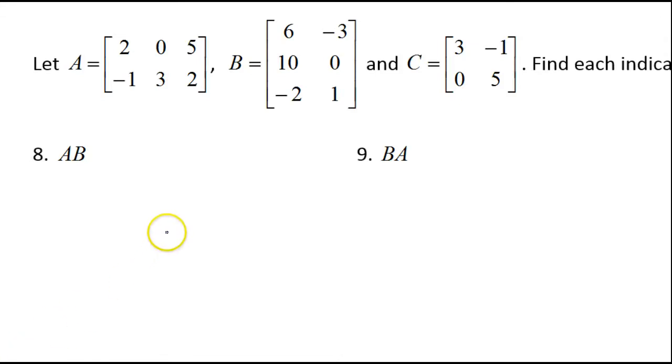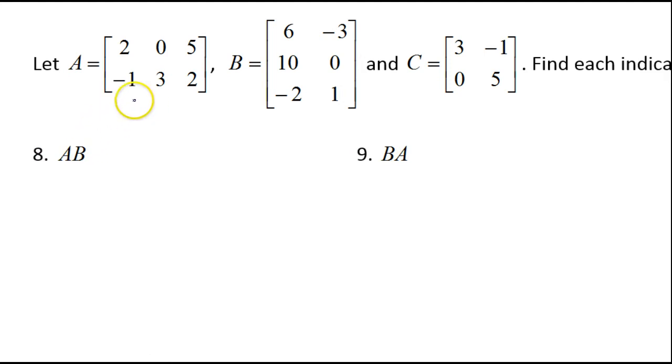Well, in this video, I will show you how to multiply one matrix times another matrix. Now, the first thing you want to do, so for number 8, I want to multiply matrix A times matrix B. And notice that the order matters. When we get to number 9 and do matrix B times matrix A, that'll be a completely different thing. These are not the same.